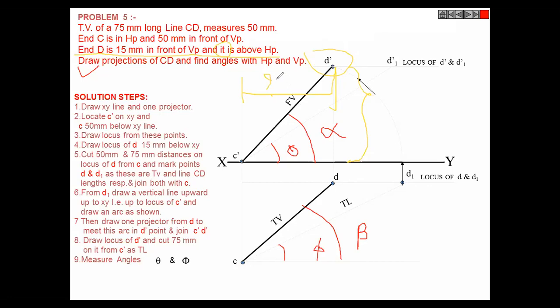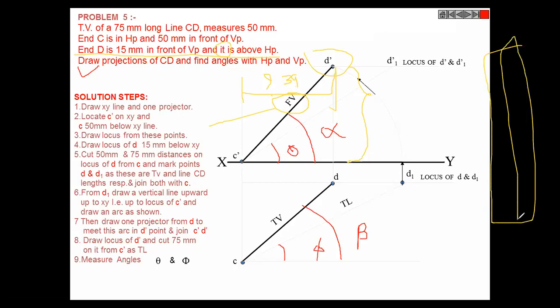39 mm. This one is 39. Okay, and what is the length of the front view? It is not given, so you measure that also. So your box will be filled up. The whole box is filled up. All 10 things are clear.